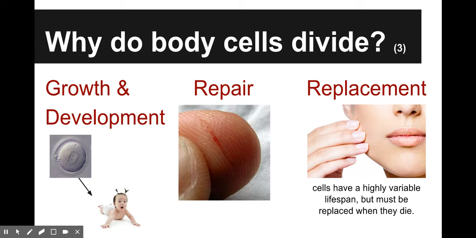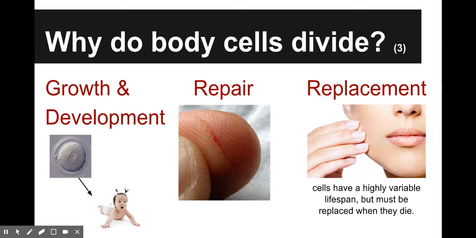The second reason is repair. We notice that there's a nice paper cut in the middle, ouchie. What happens when you damage one of your cells is that the area around it will send a bunch of messages to cells around it saying, we have a gap here, we have a problem, and those cells are going to be encouraged to undergo mitosis, divide and repair the damaged area. So that's another reason cells will undergo mitosis.